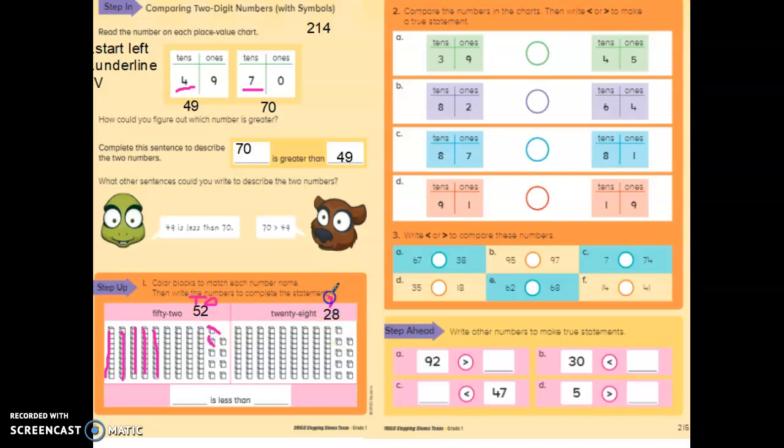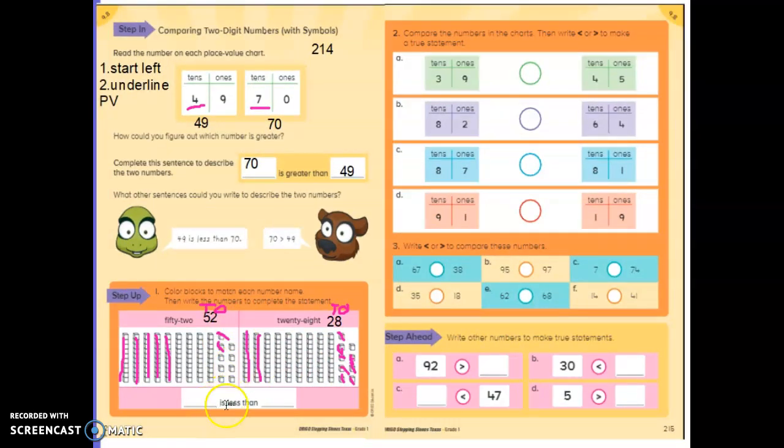28. We're going to label. We need 2 10s and 8 1s. So I'm going to color 1, 2 10s and 8 1s. 1, 2, 3, 4, 5, 6, 7, 8. Oh, that's a lot. Those are kind of messy, but you can see it. And I'm going to write the sentence to make it true. So, is less than. Which number is less? That number goes first. 28 is less than 52.